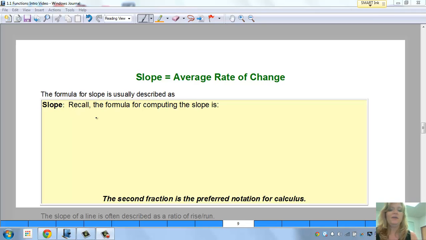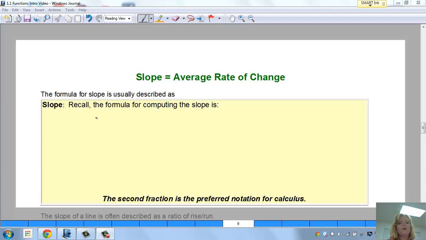This video is 1.1 linear functions. I skipped to page 9, so these notes will be pages 9, 10, 11, and 12. I skipped the domain and range for now, and I'll go back and do another video on that. But for right now, we're going to do linear functions.